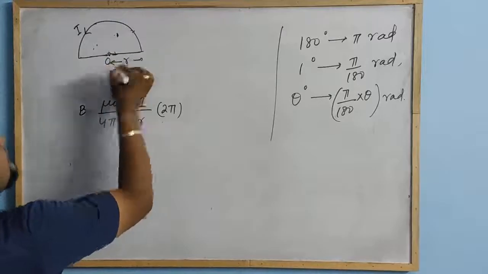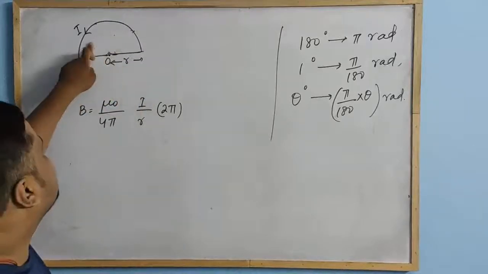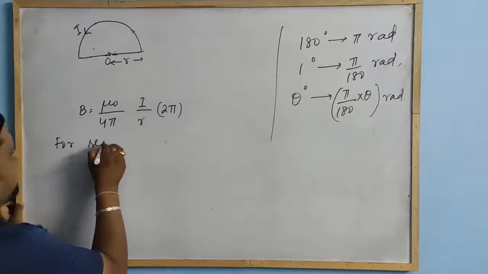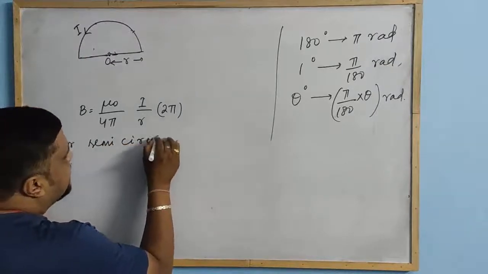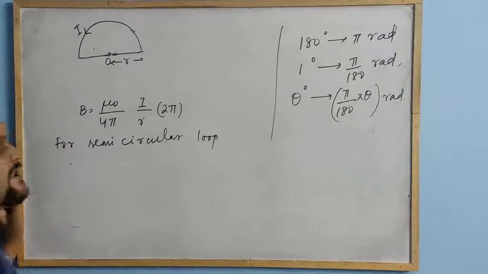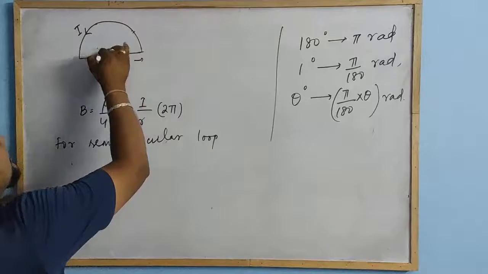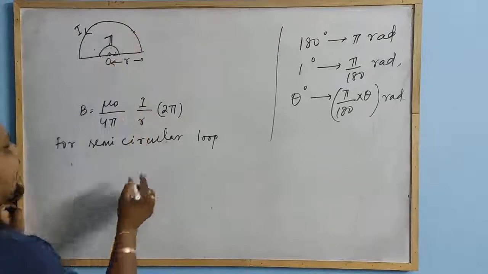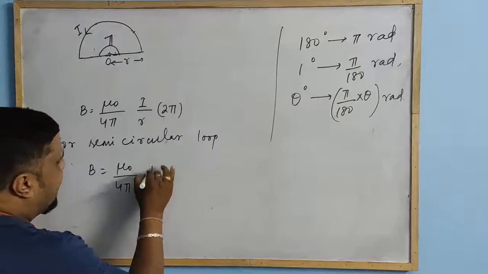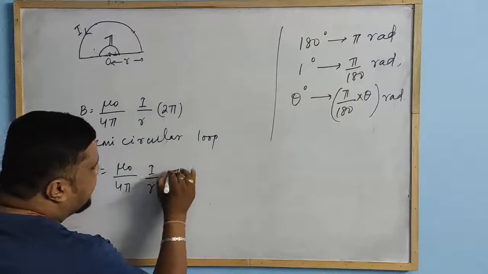R is the radius. Now tell me the formula for a semicircular loop. What is the angle subtended by this portion? It is pi radian. So I will write B is equal to mu naught by 4 pi I by R into pi.